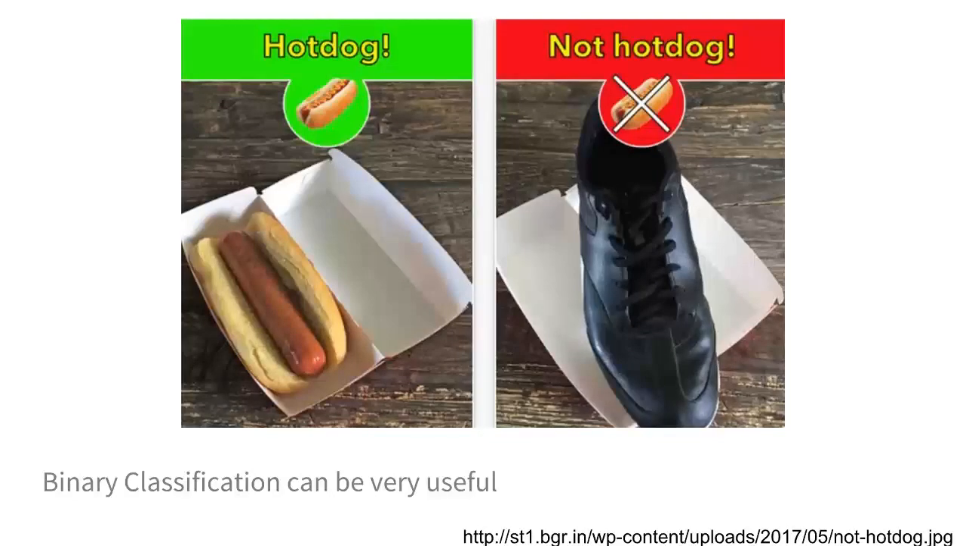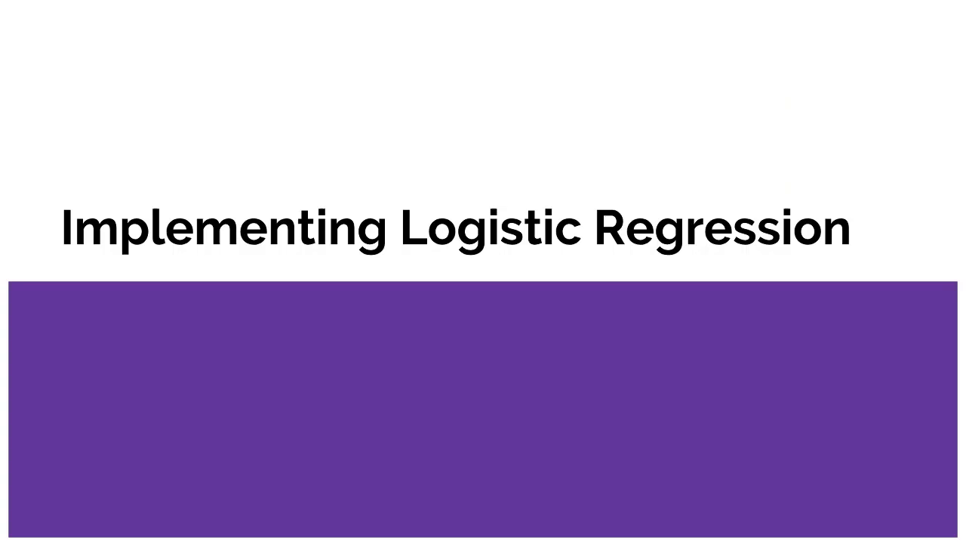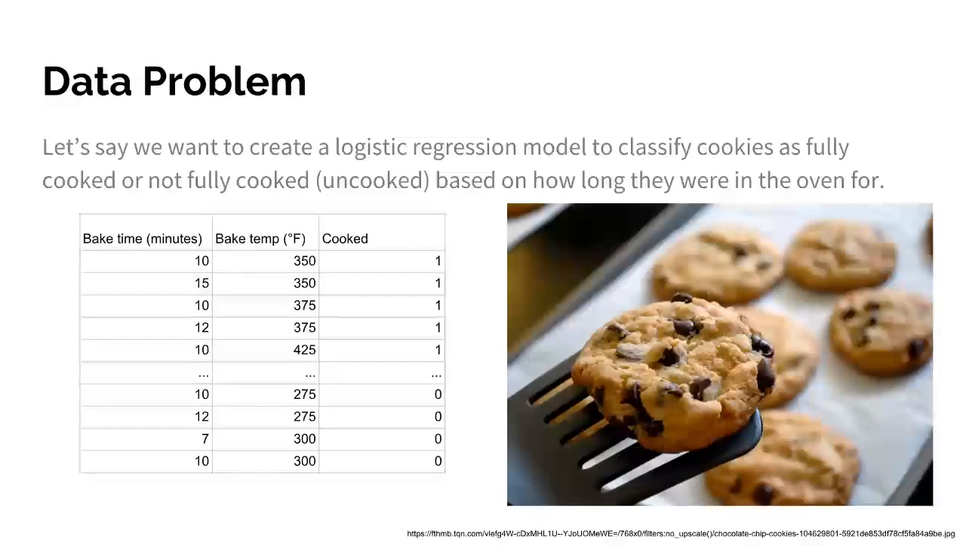Practically, this is what classification can look like when we're trying to process an image and tell if it's a hot dog or not a hot dog. So let's see how to implement logistic regression.